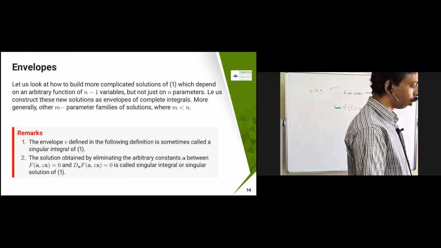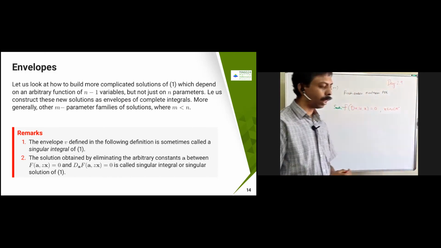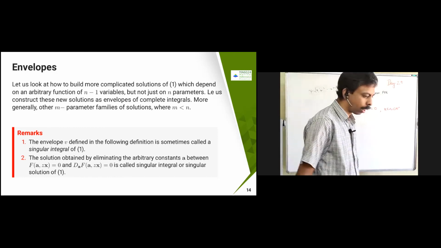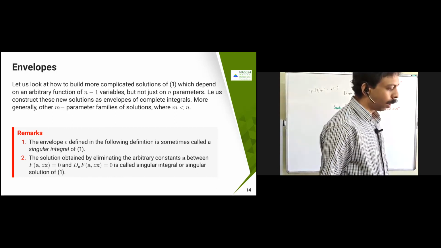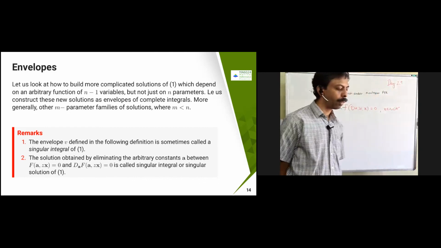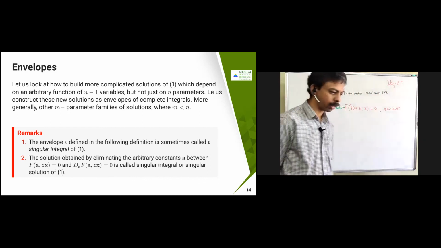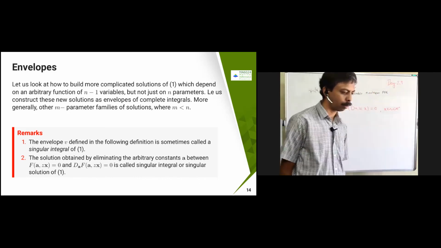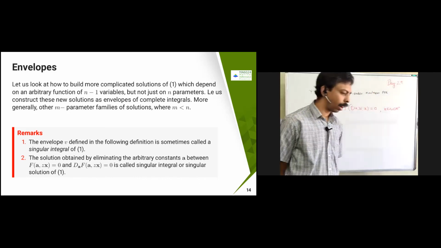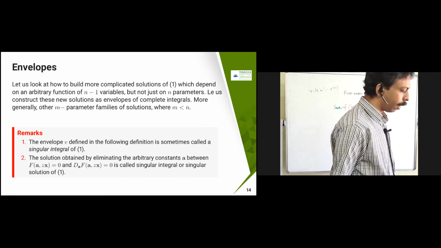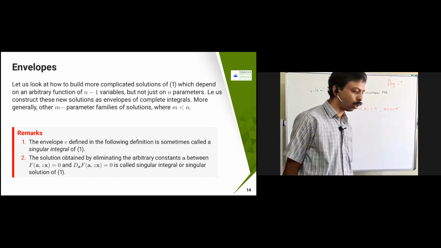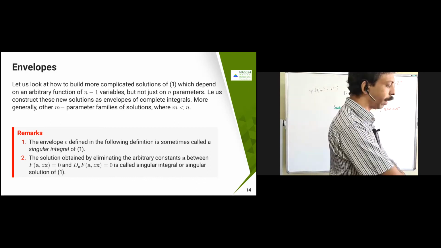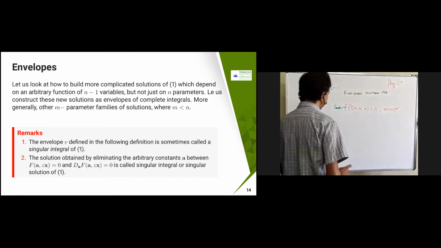So that's what we are trying to do. Next we are going to define what an envelope is. The envelope we define in the following definition. This is also sometimes called the singular integral. What we are going to do here is find the solution, the solution obtained by eliminating the arbitrary constants a between two things that you are going to take.